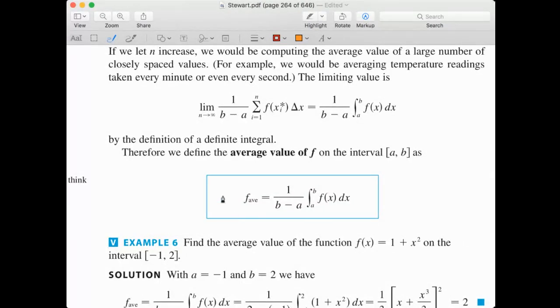Okay, so here we define something called the average value of the function on the interval. The average value of the function equals 1 over b minus a, upper limit minus lower limit, times the integral of the function.